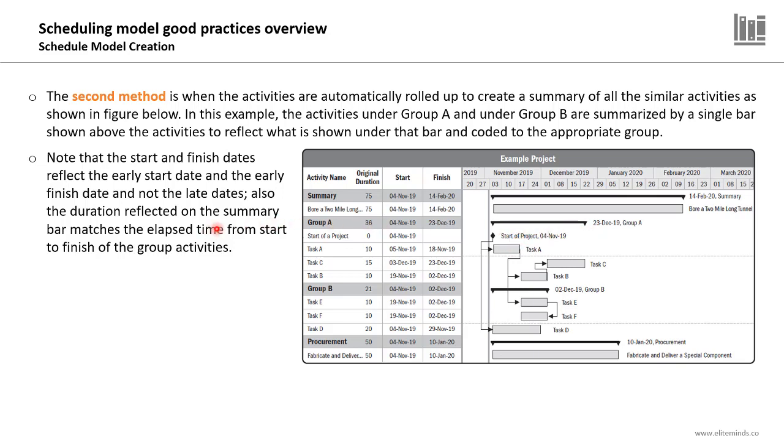Also, the duration reflected on the summary bar matches the elapsed time from the start to finish of the group of activities. So you can see, for example, for summary activity group A, it starts with the start of the first activity and it is completed with the finish of the last activity.